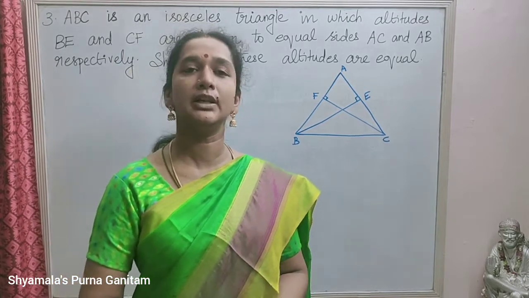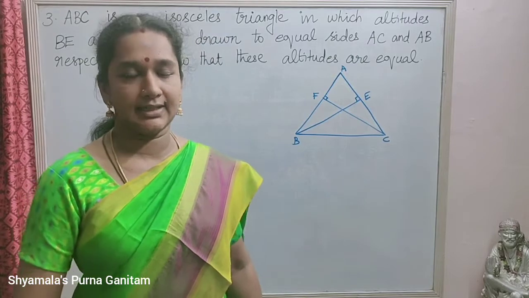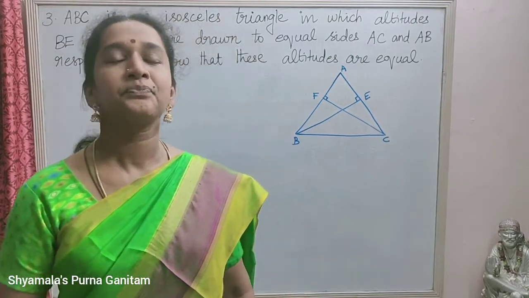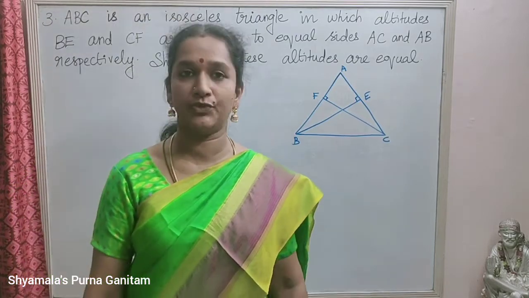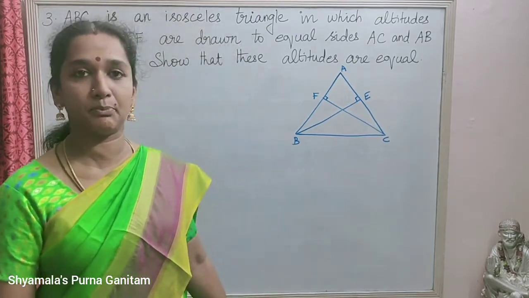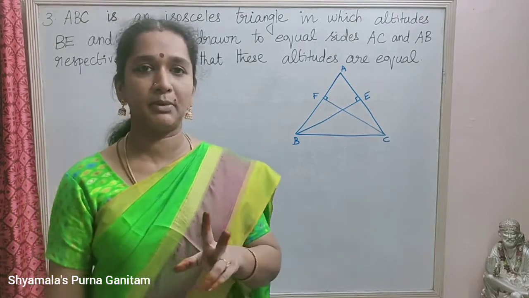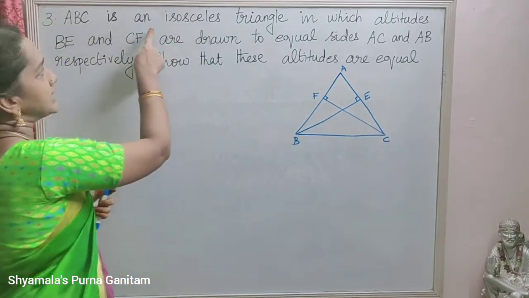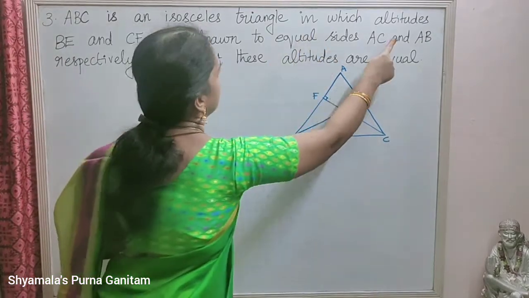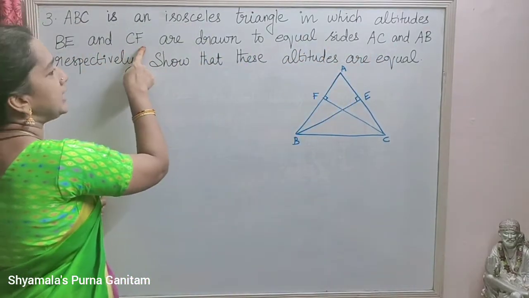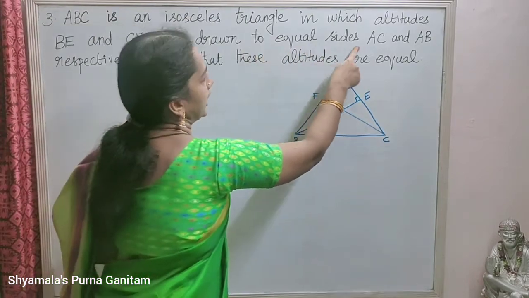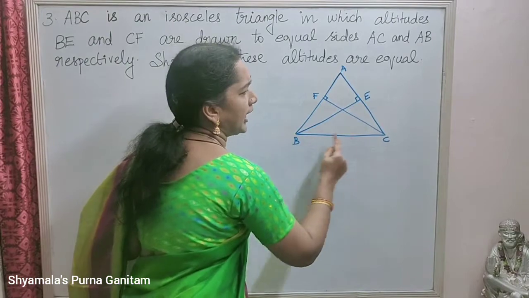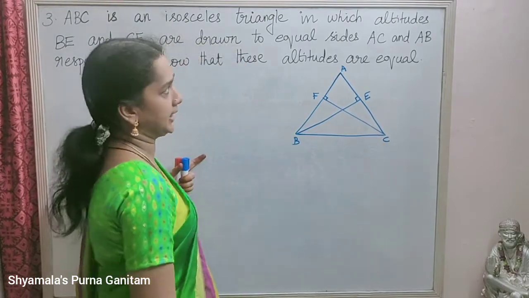Okay, so now we will continue with the class. I am doing class 9 triangles chapter, exercise 7.2. First two sums are completed, so I will continue with the third sum. ABC is an isosceles triangle in which altitudes BE and CF are drawn to equal sides AC and AB respectively. So ABC is an isosceles triangle.